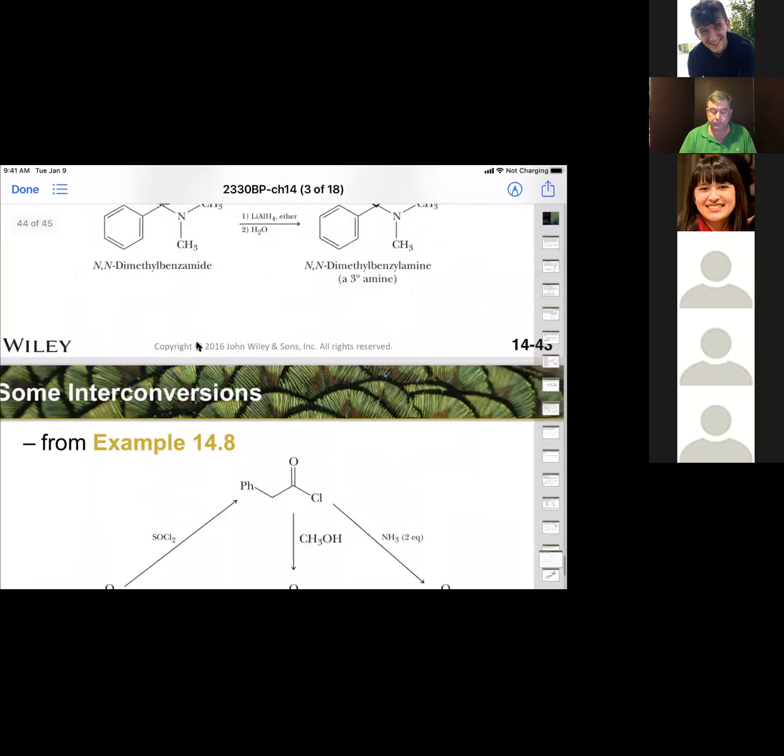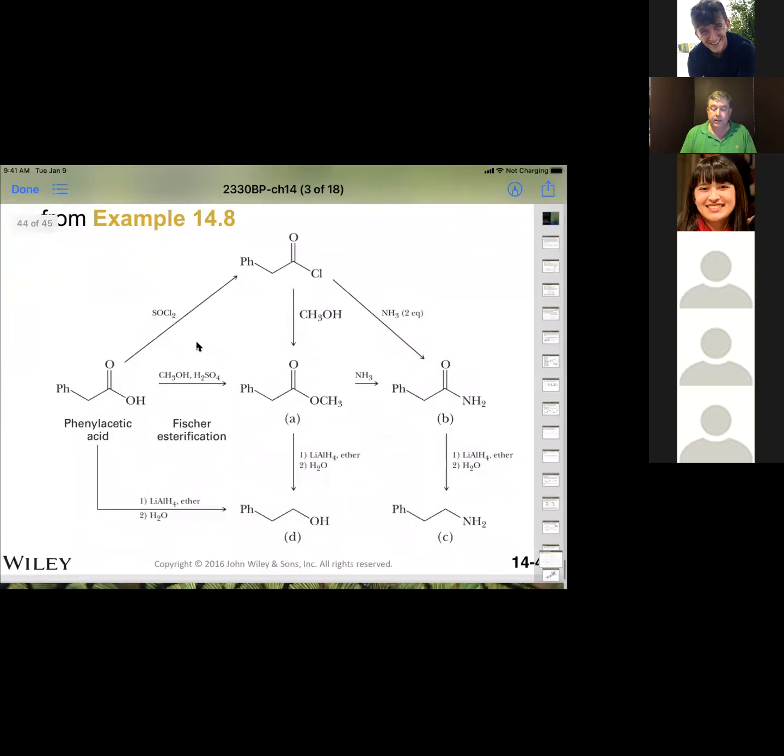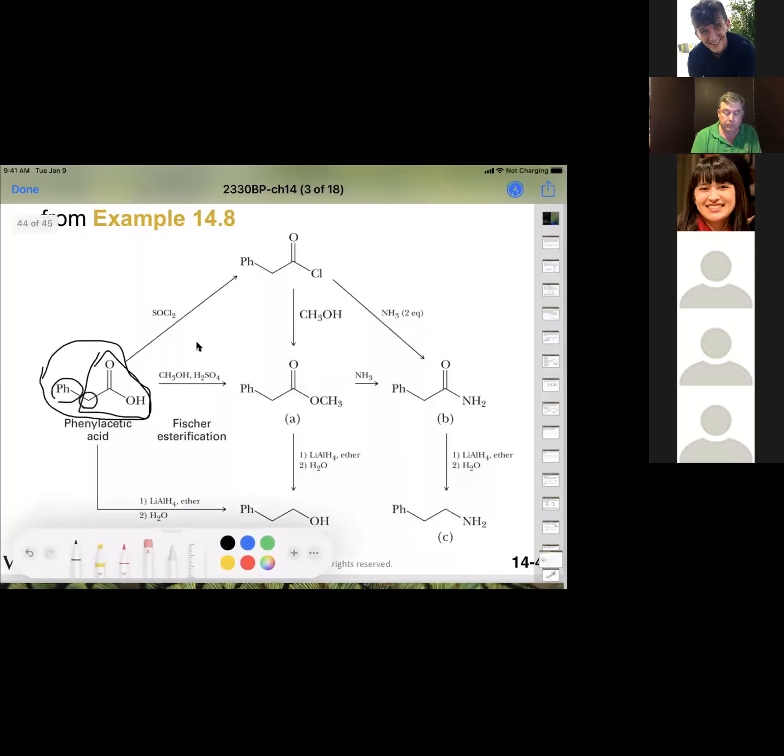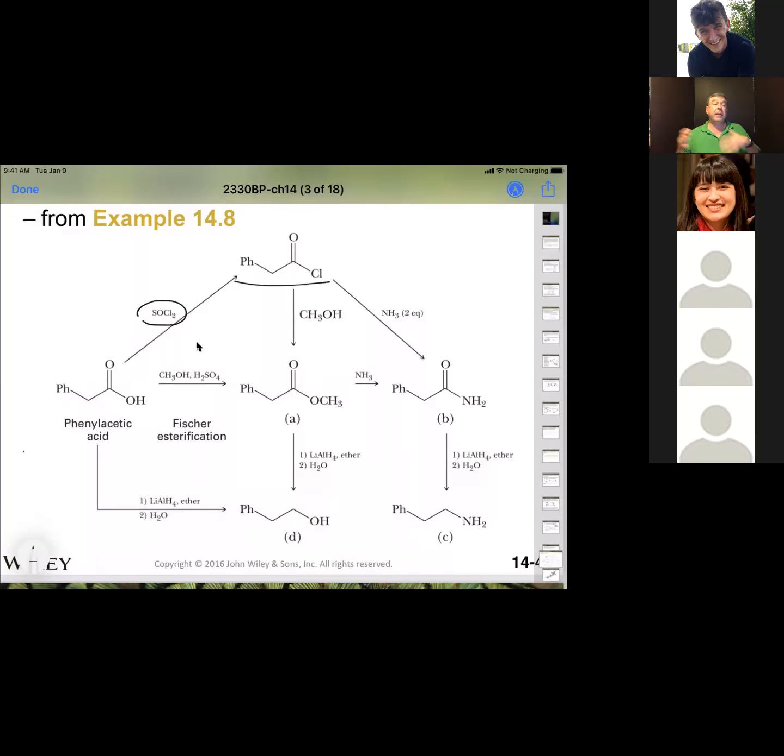Okay. So let's interconvert through all these functional groups and talk about the reagents we would need to do so. If we started with just this, which is phenylacetic acid, it's got a phenyl group here, and this part right here is acetic acid, so it's phenylacetic acid. And we reacted it with thionyl chloride, we're going to end up with our acid chloride, which we can make a lot of other things from, right? But we could also take our phenylacetic acid and reduce it down with lithium aluminum hydride. If we did that, we'd end up with a primary alcohol.